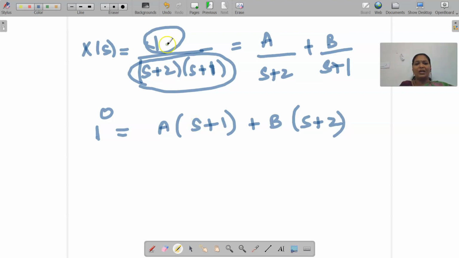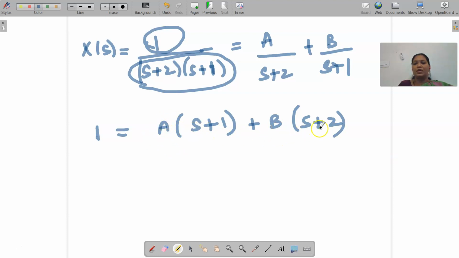So if this step is wrong, whatever you are going to solve next, it is going to be wrong. So what term you have in the numerator, in the original term, what you have in the numerator, that you have to write in the left hand side. Okay. Now we need to find out a value and b value. So how to find your a value?